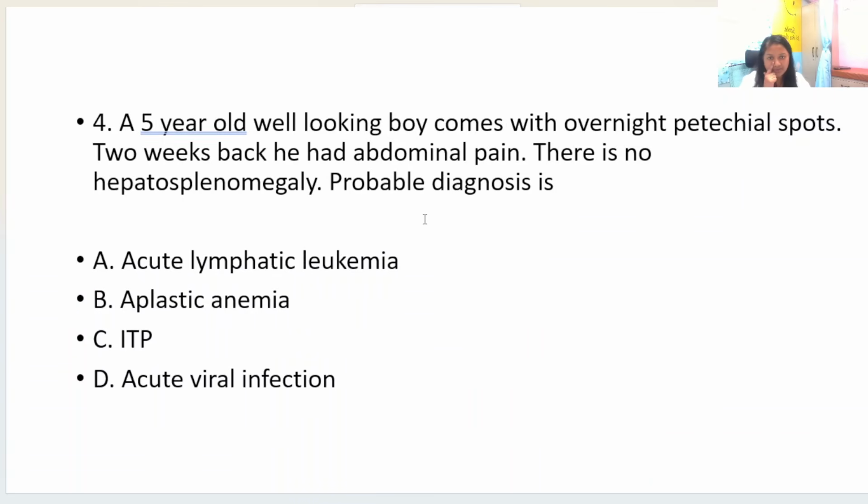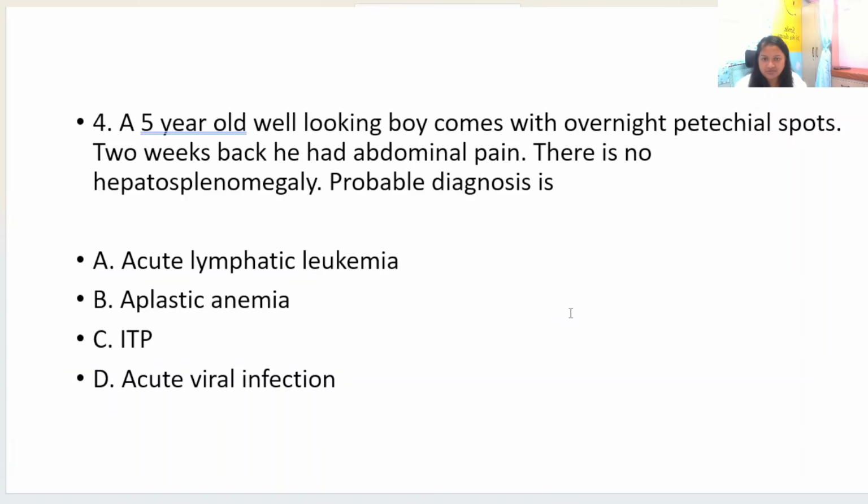A 5-year-old well-looking boy comes with overnight petechial spots. 2 weeks back he had abdominal pain. There is no hepatosplenomegaly. Probable diagnosis is, so your options are acute lymphatic leukemia, aplastic anemia, ITP, that is immune thrombocytopenic purpura, and acute viral infection.